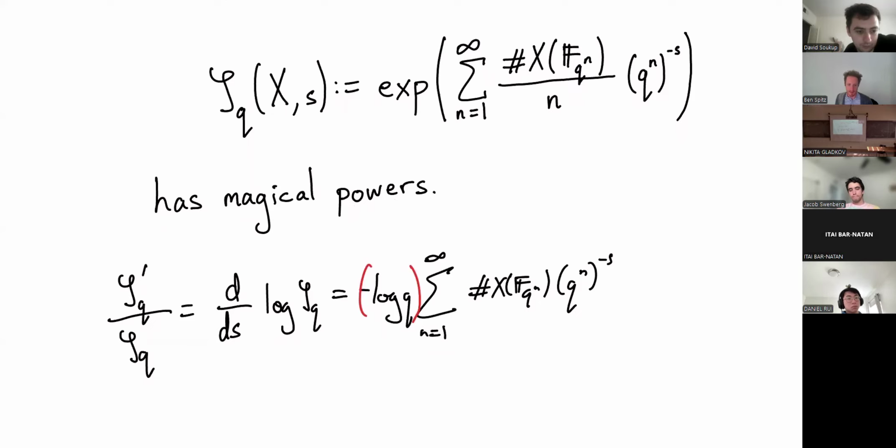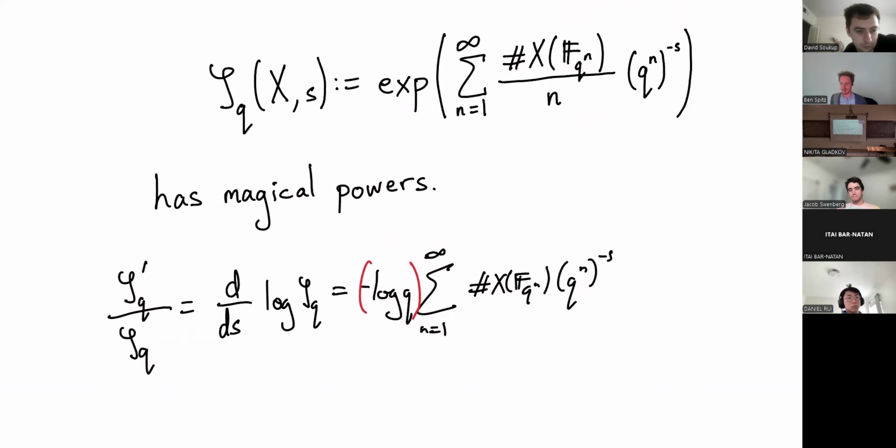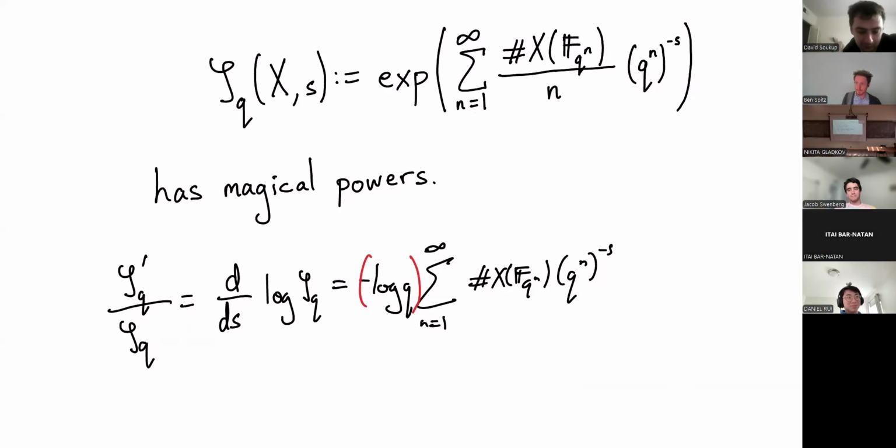And the zeta function itself has magical powers. That's the point of the Weil conjectures. Okay, I don't want to spend too much time trying to motivate that because I don't have a really good way to motivate it, but that's the definition of the zeta function. And the true fact, because the Weil conjectures are a theorem, is that this has magic powers, and so I'll try to describe some of them.